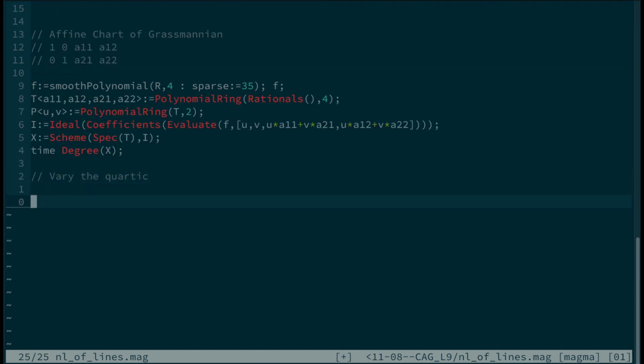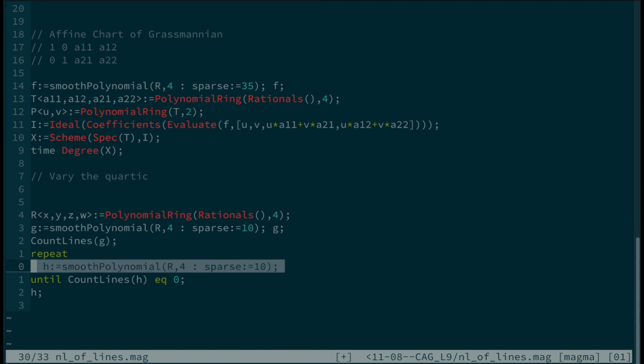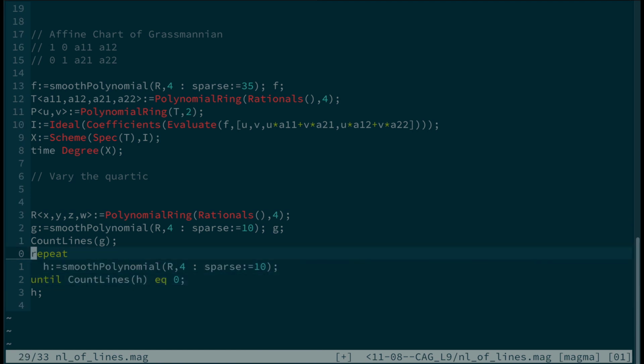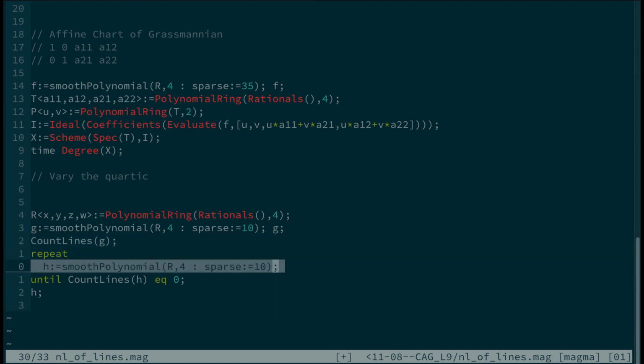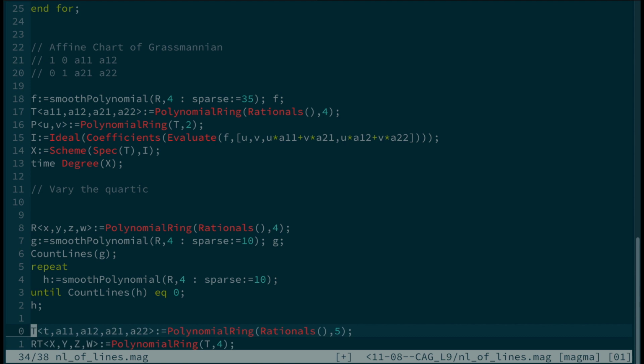To begin varying our quartic, what I want to do is to generate 2 random quartics, but for the sake of simplicity, to get a clean answer, I'm going to make sure that my second quartic has no lines. So what I do is I generate a quartic, I display it over here, I count its lines, I don't care how many lines it has, and then I generate my second quartic until it has no lines. And I'm going to take the pencil of quartics spanned by h and g.